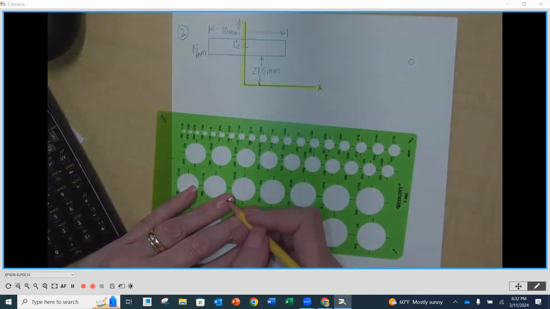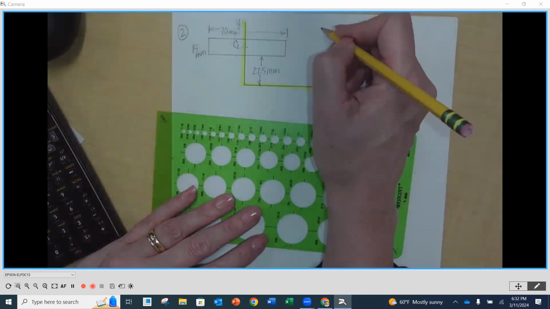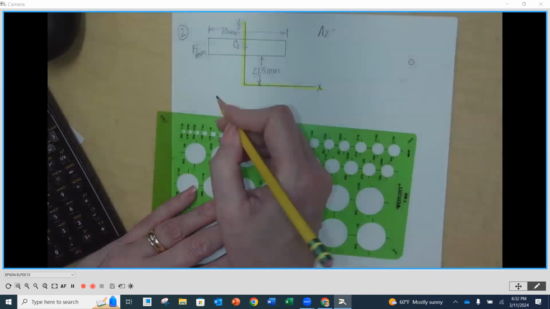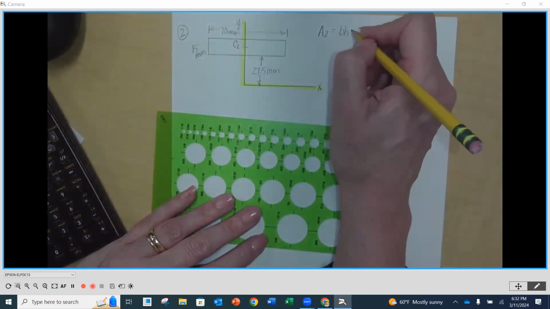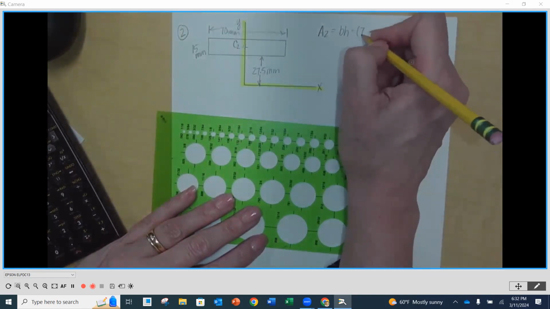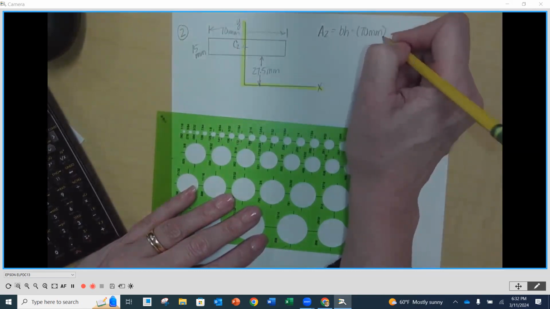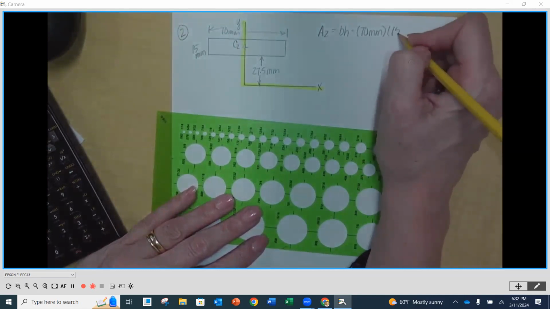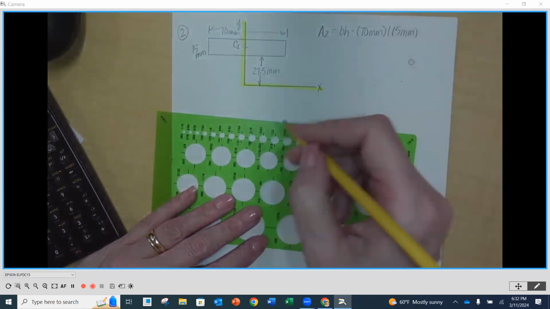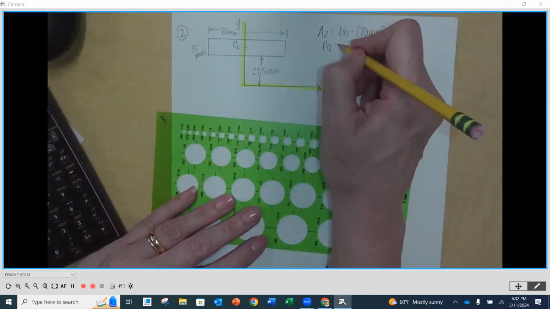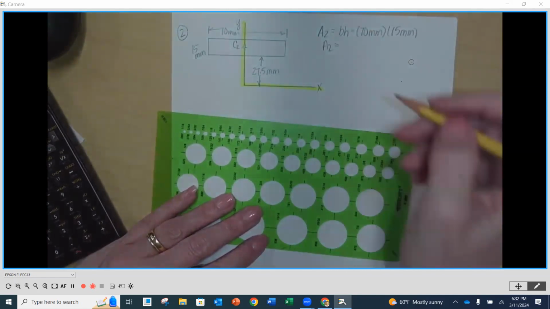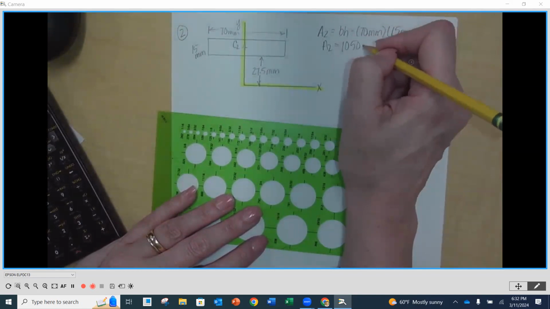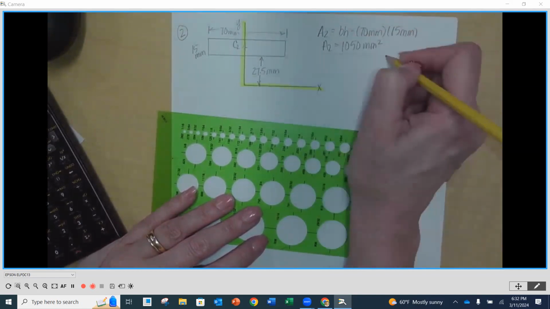So let's start doing what we do. A2 is going to be base times height, which is going to be 70 millimeters times 15 millimeters. Again, if you didn't want to write this all out, I'm okay with base times height. You don't have to write it out. But just because I do it, my A2 is going to be 1050 millimeters squared.